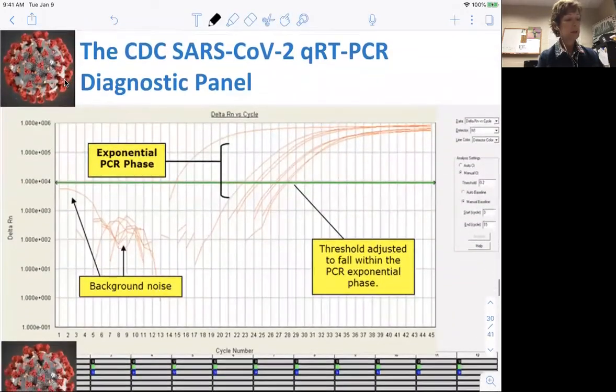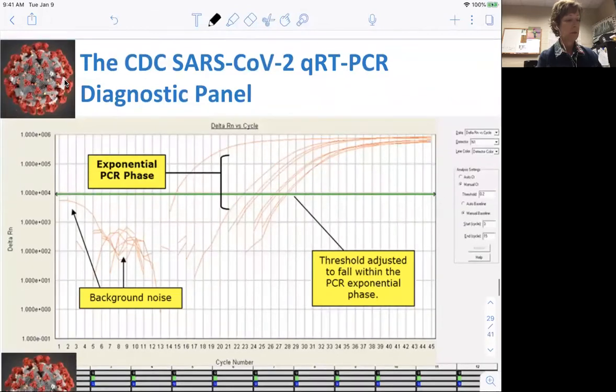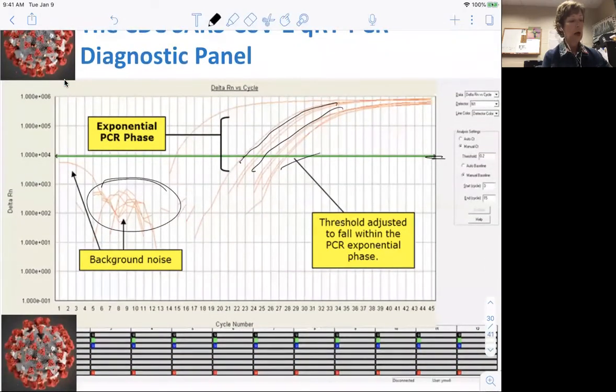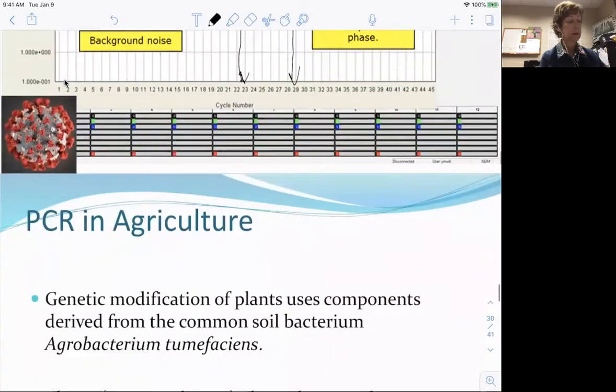So this is some of what the data looks like. This is from one of the CDC sources. So you have kind of background noise in your amplification, but real amplification then actually goes through and makes these very nice curves here. And again, you can see your cycle threshold. So you can see a sample here became positive at cycle 20, where this sample over here didn't become positive until cycle 29. So we'd say this sample here had more virus because it took fewer cycles to get to that threshold than this one here, which took longer to get there.